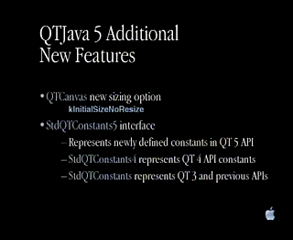Additionally, we have a new interface called Standard Qt Constants 5. And oddly enough, this represents newly defined constants in the Qt5 API. And this supplements previous constants such as the Standard Qt Constants 4, which represents the Qt4 API, and Standard Qt Constants, which is Qt3 and previous. So anything that's in 5 is specifically going to be in that new Standard Qt Constants 5 interface.